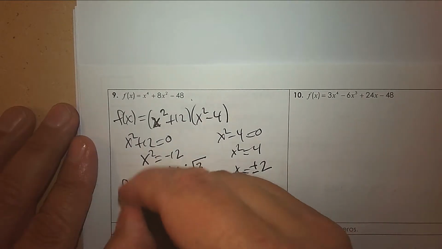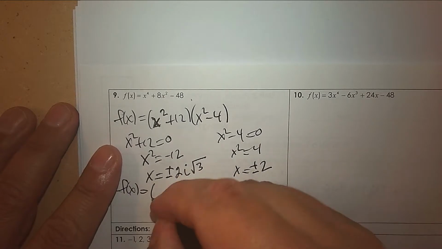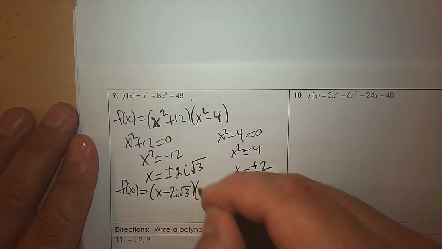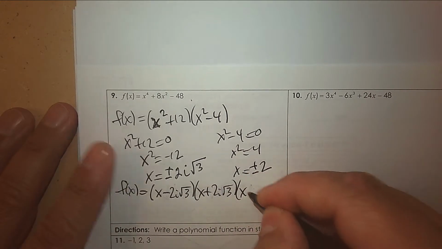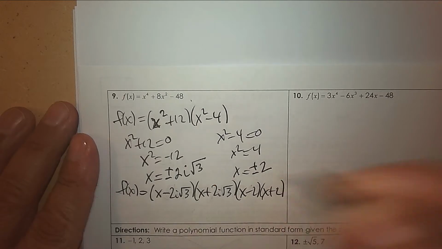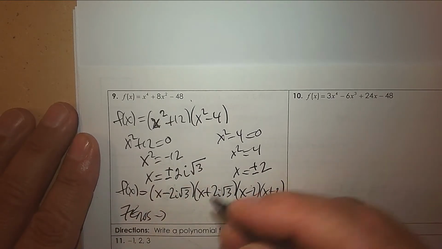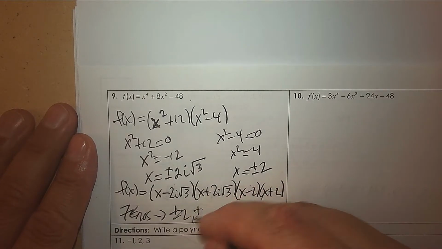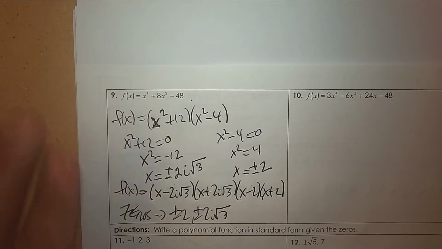We now can do the full linear factorization. So one's going to be x minus 2i root 3, x plus 2i root 3, x minus 2, x plus 2, and then the zeros we already found. So positive and negative 2, and then positive and negative 2i root 3. So two answers are rational and two answers are imaginary.